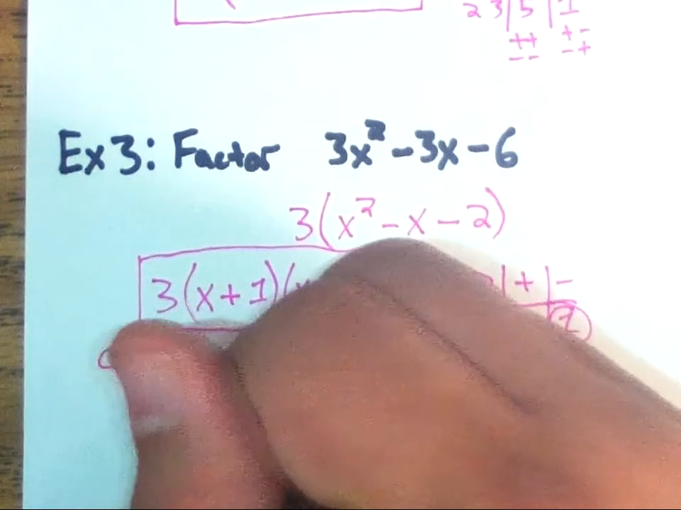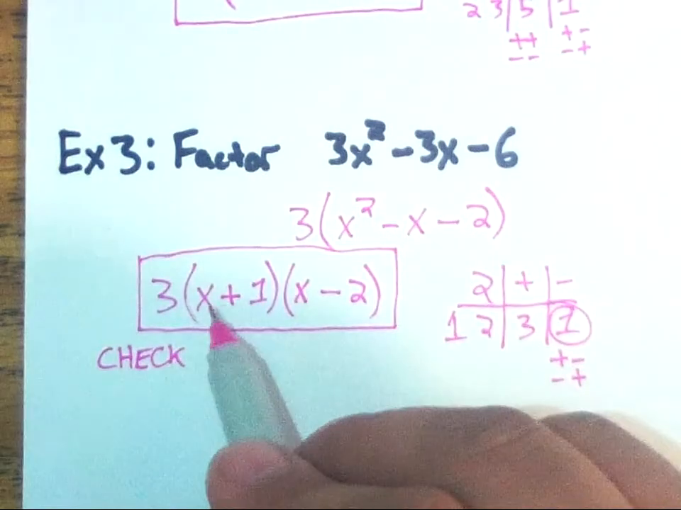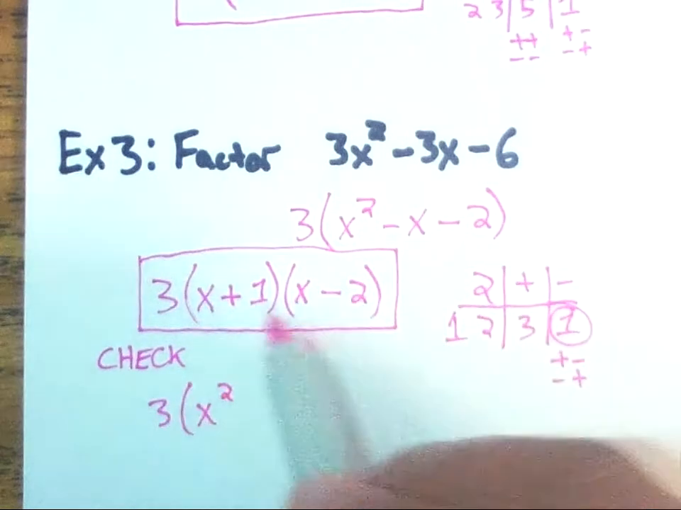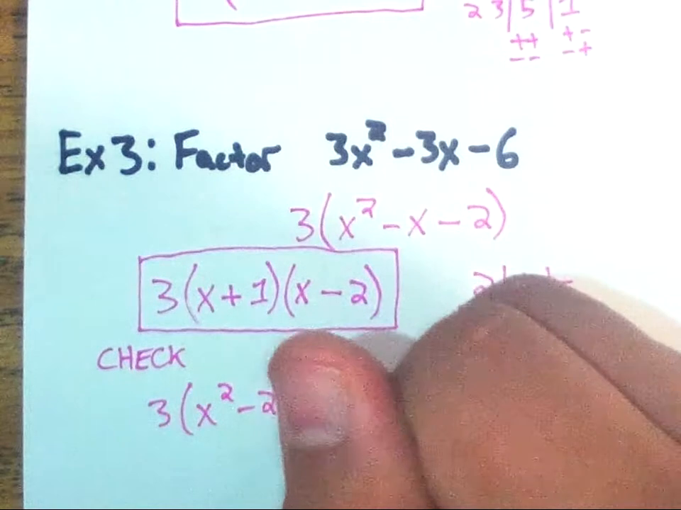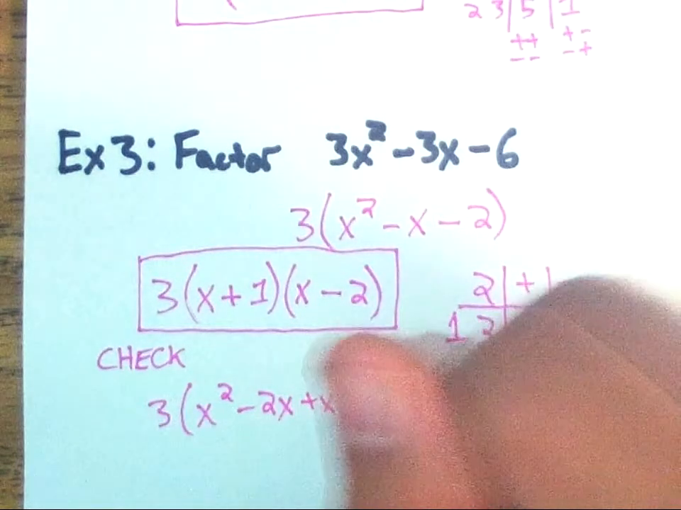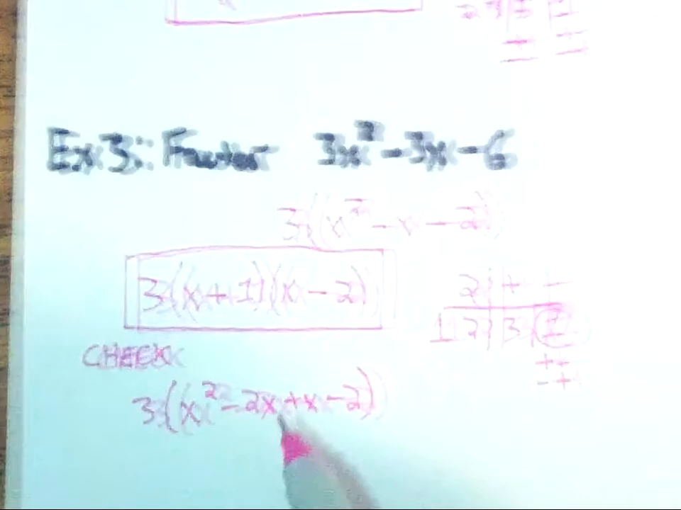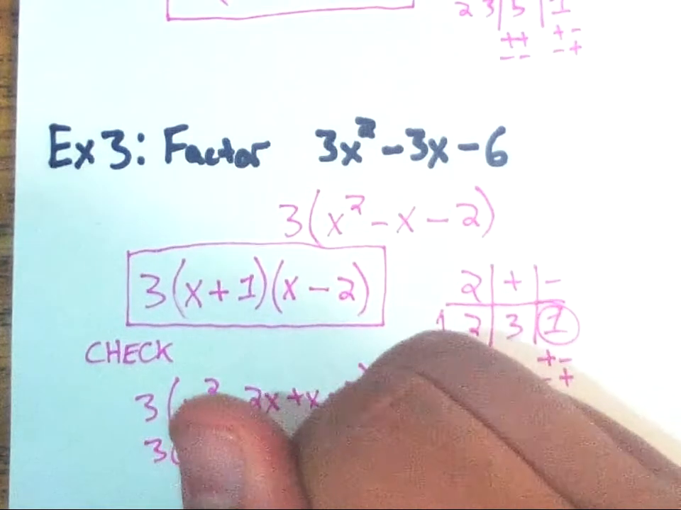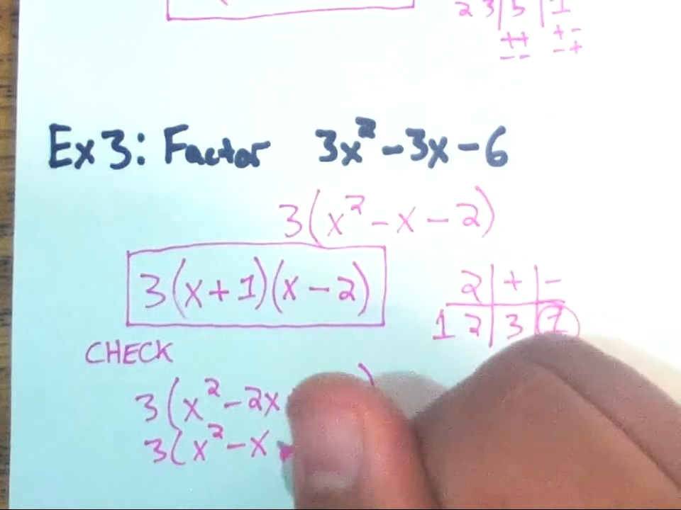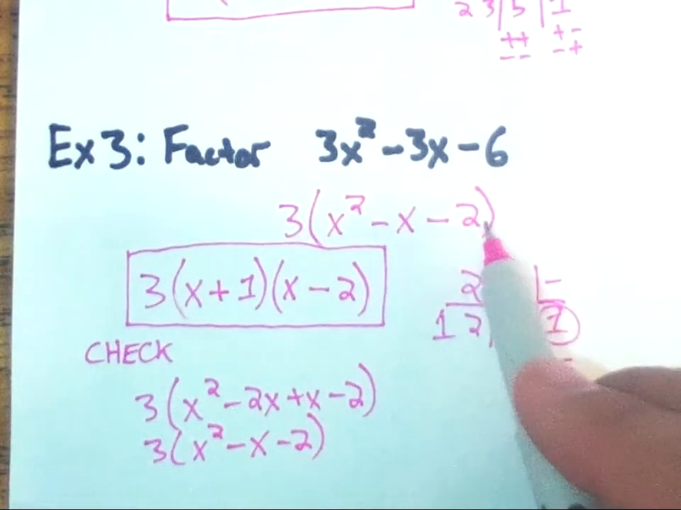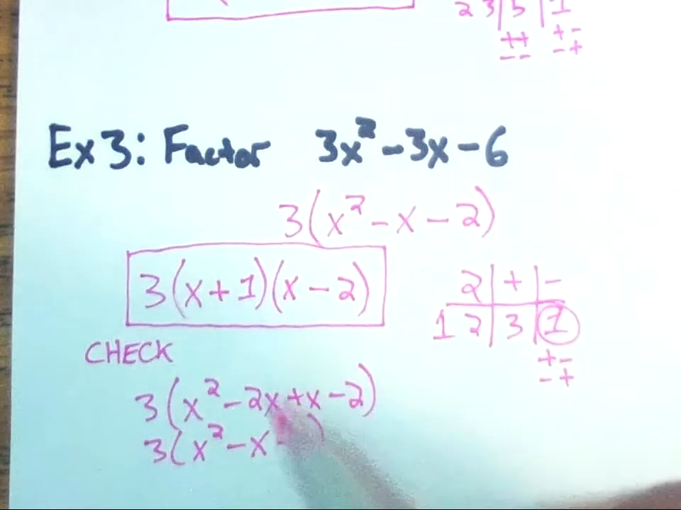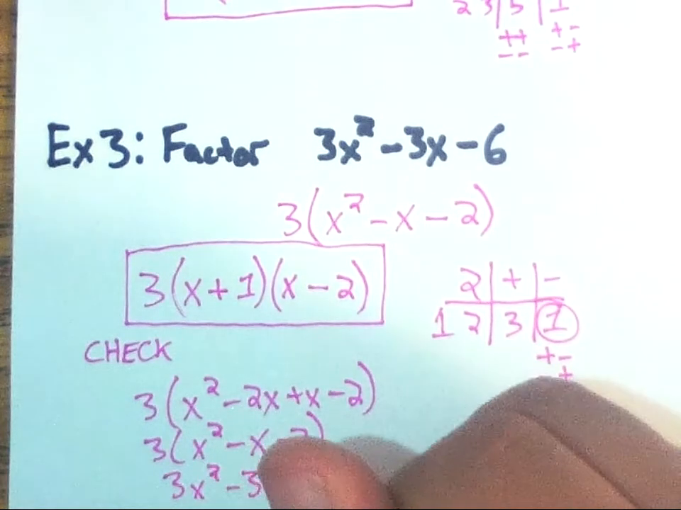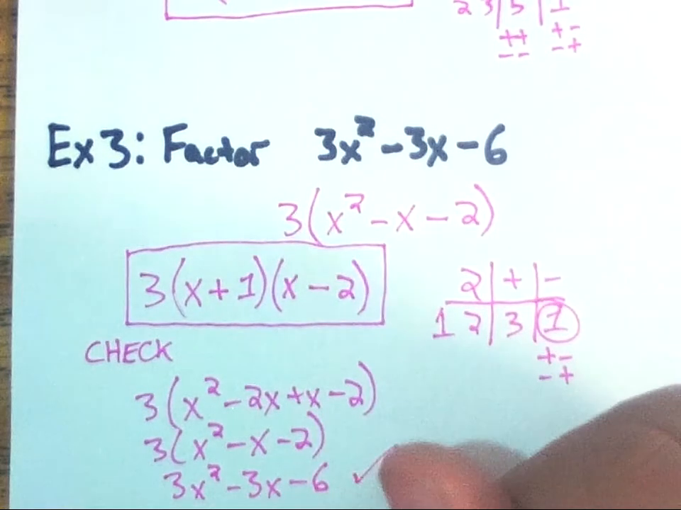Well, just like I said in other videos, FOIL it back out. So we're going to do x times x, which would be x squared. Outside, so x times negative 2, that'd be minus 2x. Inside would be plus an x, and last would be minus 2. We can clean up a little bit. That would be minus 2x plus x. So that's going to clean up, become x squared minus x minus 2. This is the same thing as the polynomial up here. And when I distribute the 3, I'm going to get 3x squared minus 3x minus 6. So indeed, that is correct.